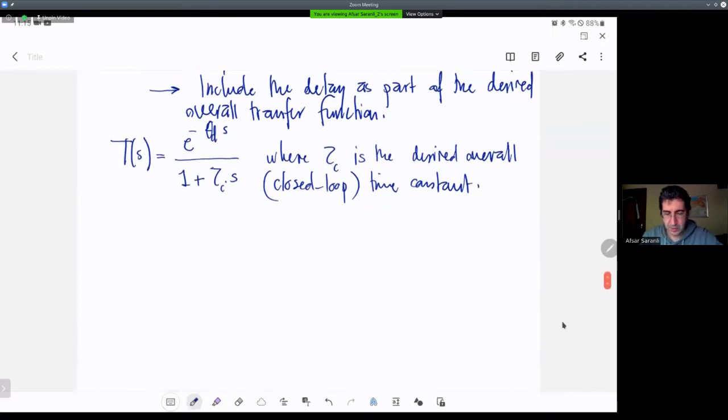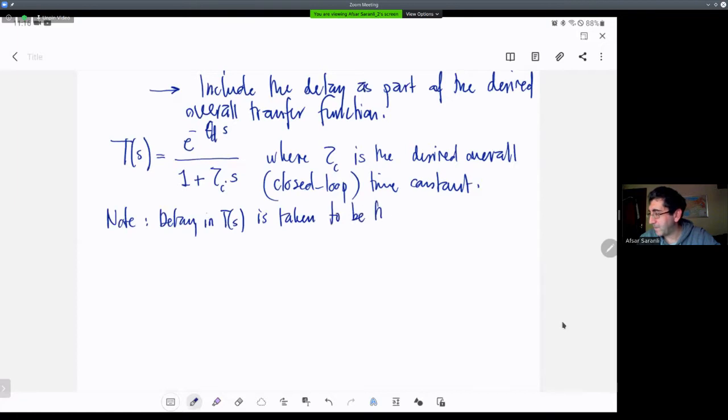All right. So note, the delay in T of S is taken to be the same as the delay present in the plant.